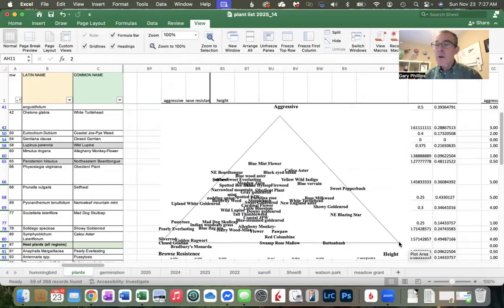And at the corner is 100% of the attribute. So 100% height, meaning the tallest plants. You'll see that I don't have very many tall plants. That's because I don't distribute very many tall plants.